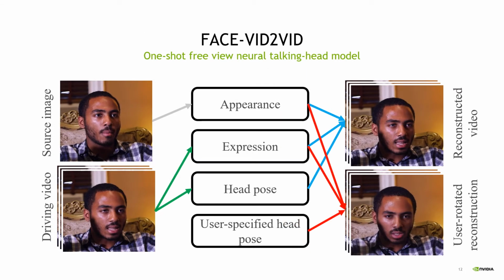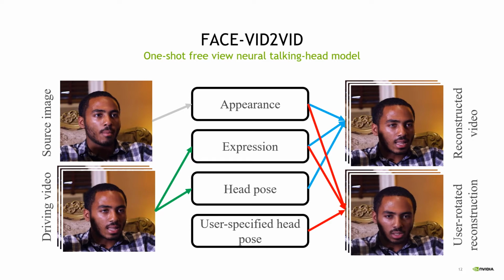In this slide, we're gonna show you the breakdown of the steps in Face-VID2VID. Let's say we have a video we want to send from the sender to the receiver. We'll take the first frame and call it source image. For the source image, we're gonna extract appearance information. Then for all the other images in the driving video, we will extract expression and head pose information.